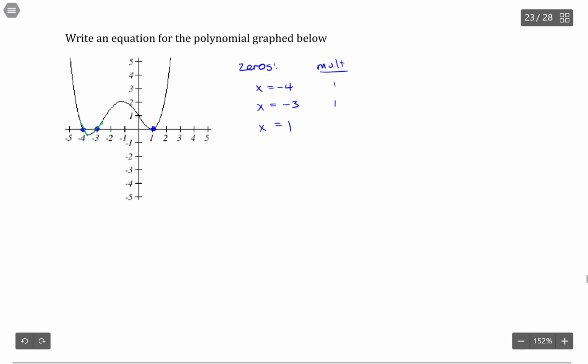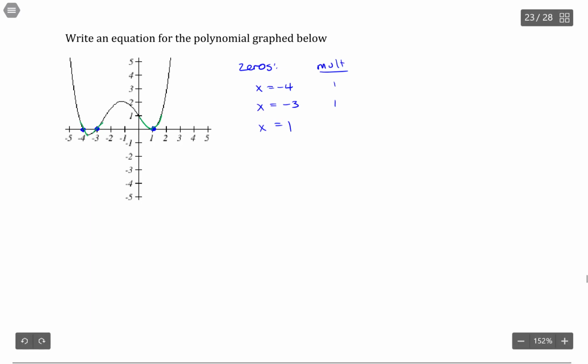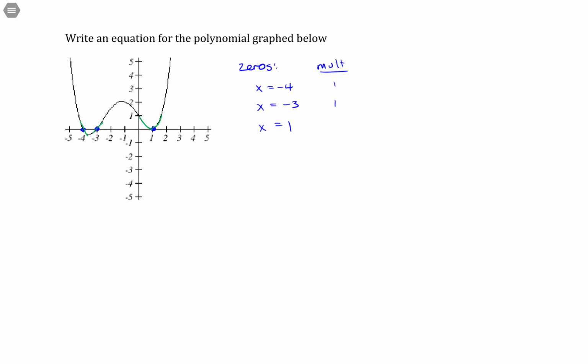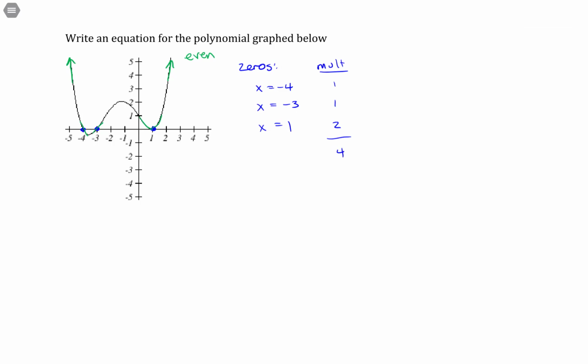But at +1, the graph touches the axis and bounces back away. It looks more like a parabola. Parabolas are degree 2 polynomials, and so we say this is a zero of multiplicity 2. The total of our multiplicities will give us the degree of the polynomial, and that's great because the polynomial here starts in the positive direction and ends in the positive direction. So that's consistent with a polynomial that is of even degree, and because 4 is even, that matches up. So that's very nice.